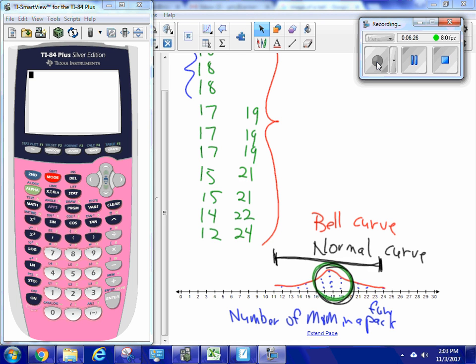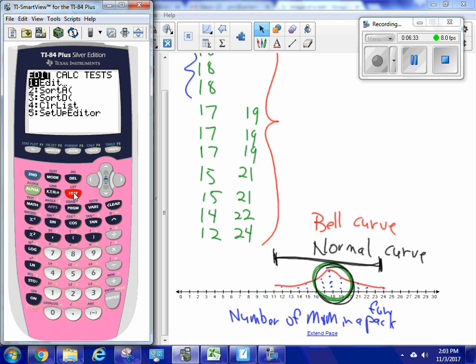So the first thing I'd like you to do is push this button right here that says Stat, and then push the number 1. And that brings us up to a bunch of lists where we can enter our data. So we're going to enter the data.